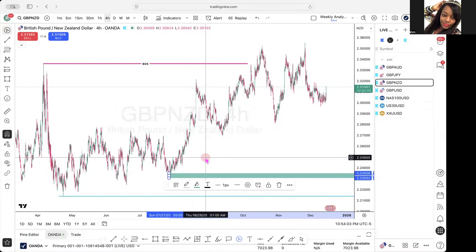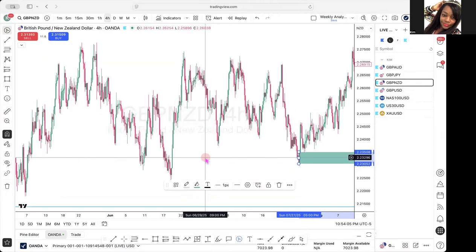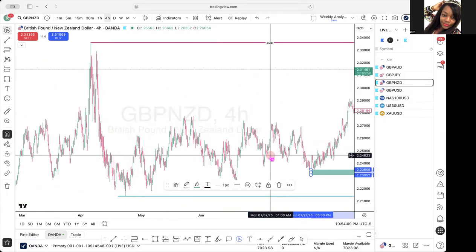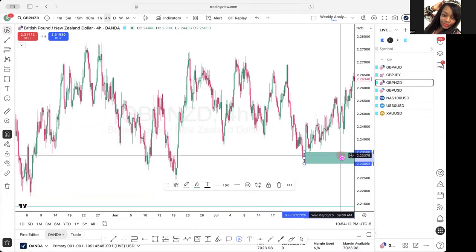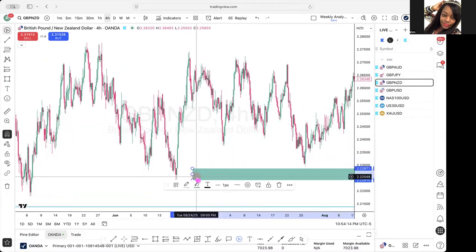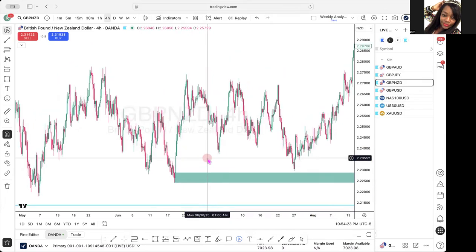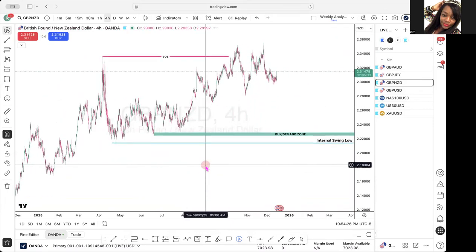Oops, stay on the page. Okay, now if I go down in more time on the 4-hour, I have my demand zone here. Okay. So this is where I would be looking.